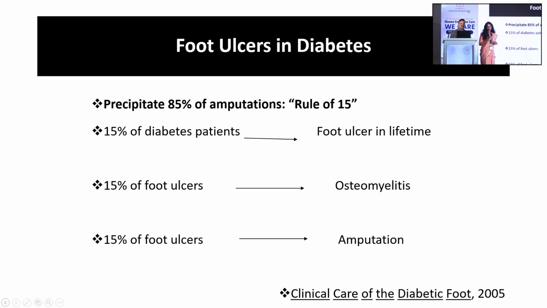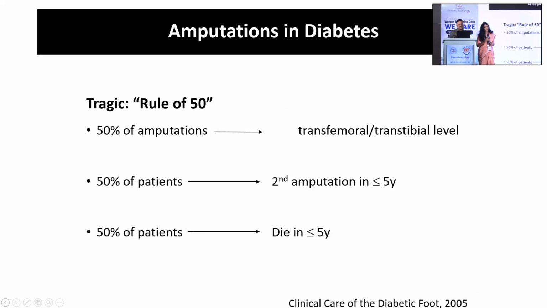15% of foot ulcers will have some kind of osteomyelitis, and 15% of foot ulcers will lead to amputation. Another rule is the rule of 50, and that is more dismal actually. This is the tragic rule of 50 about amputation in diabetes: 50% of amputations are usually transfemoral and transtibial, and that actually leads to a lot of morbidity to the patient. They will lose one limb completely, with a lot of problems in later life.